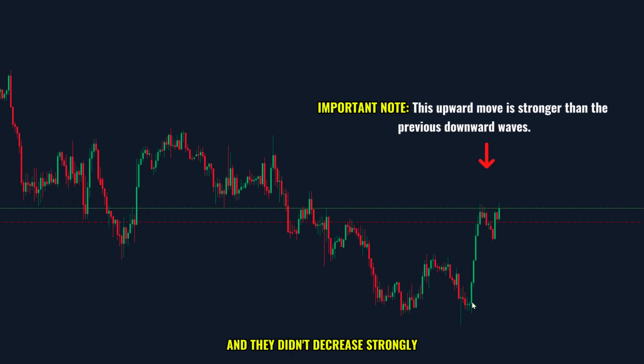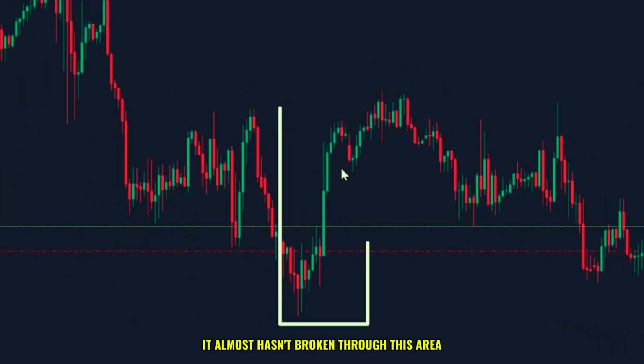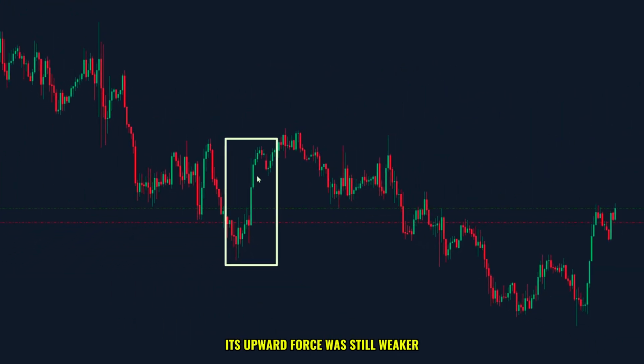Many wicks, and they didn't decrease strongly. No long candles like this appeared. Here, these waves. And even, for example, at this stage, we also see an upward wave. But this upward wave hasn't broken through this area yet. Regarding the amplitude, it's only equal to this downward wave. It almost hasn't broken through this area. Especially before this, its upward force was still weaker than this downward wave.